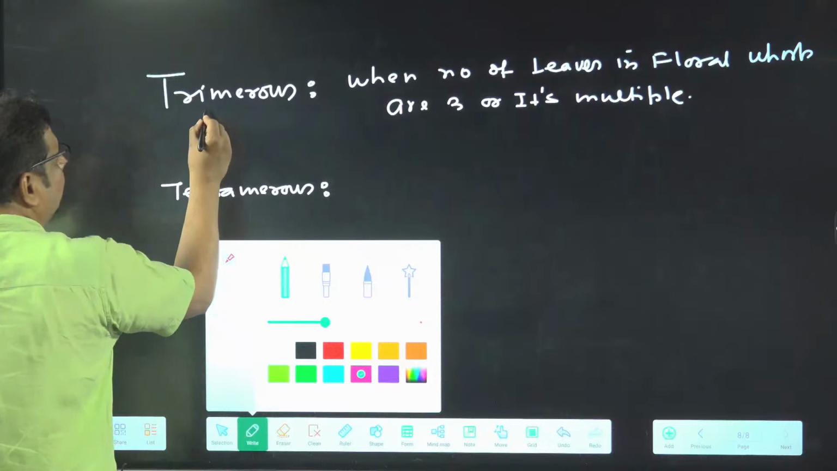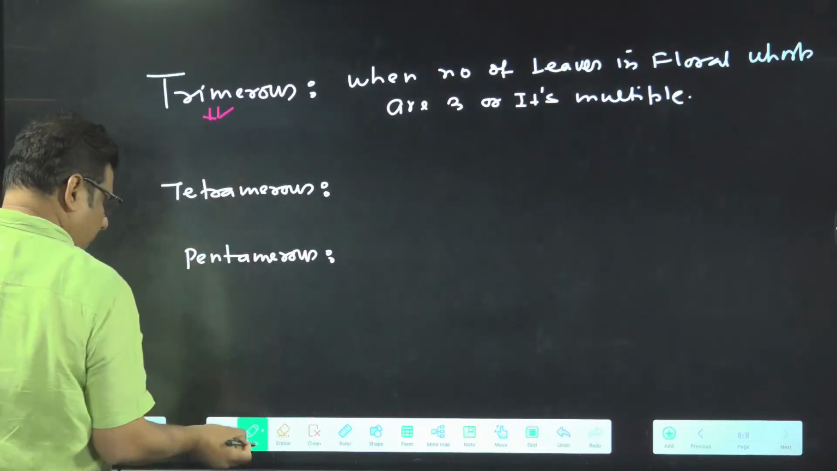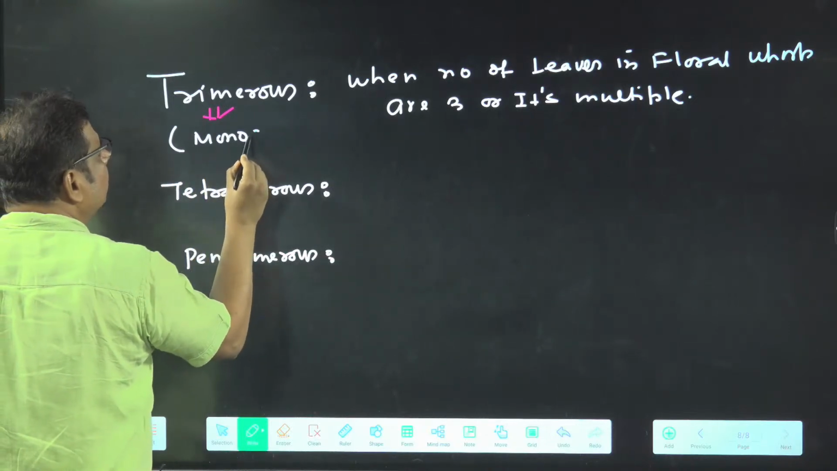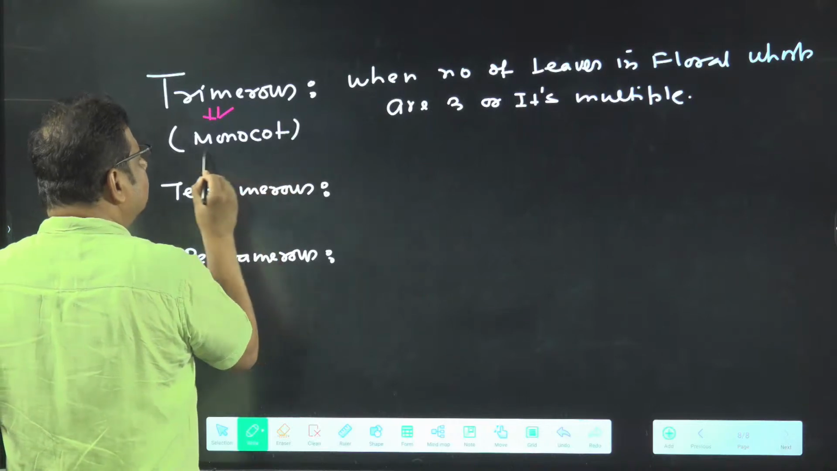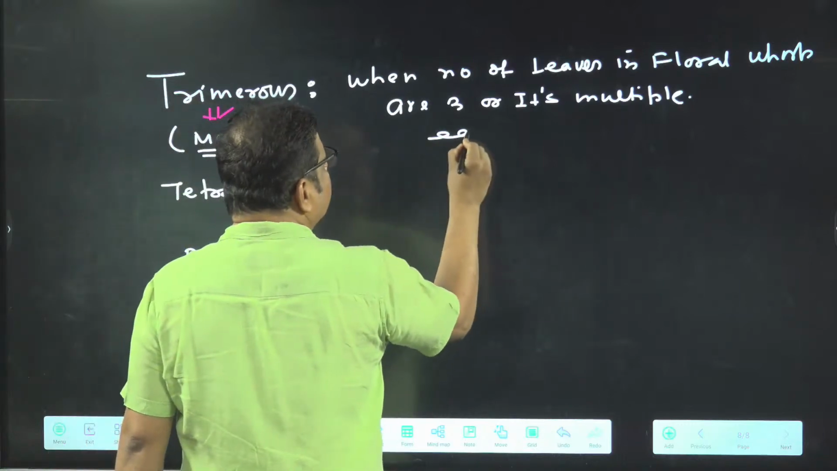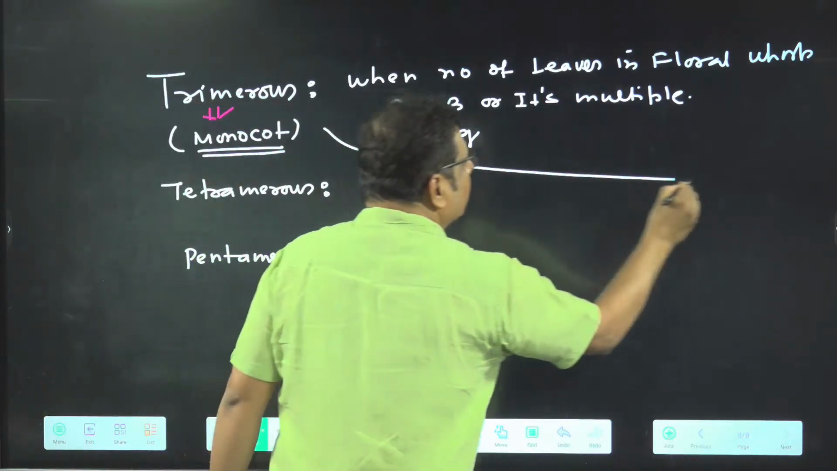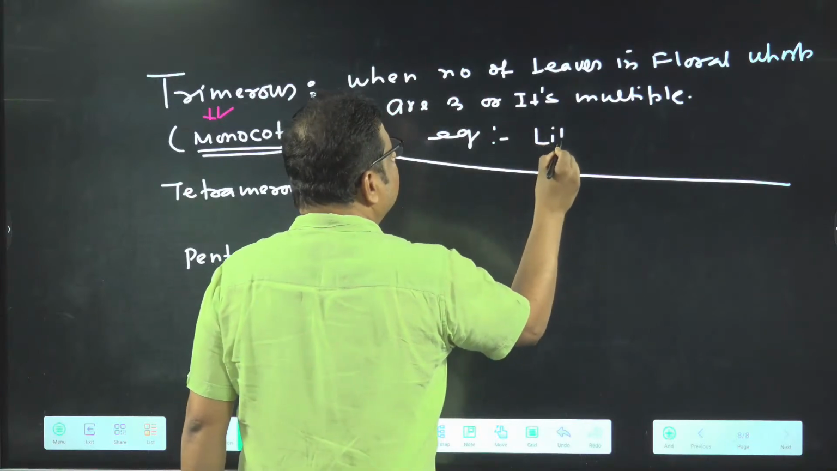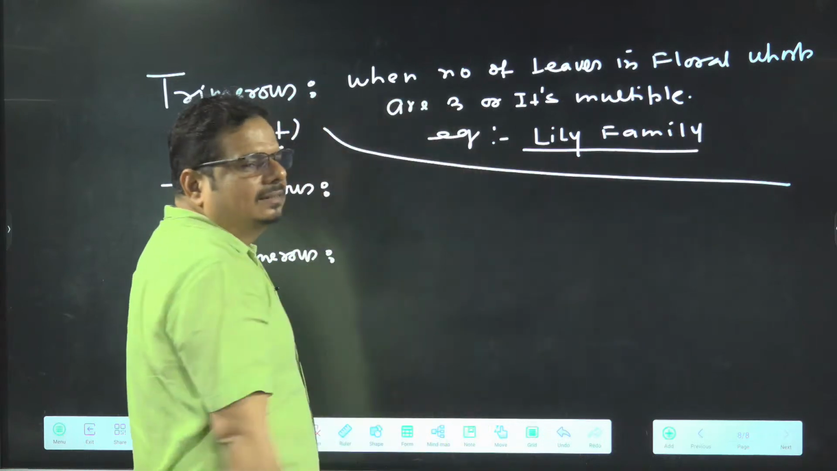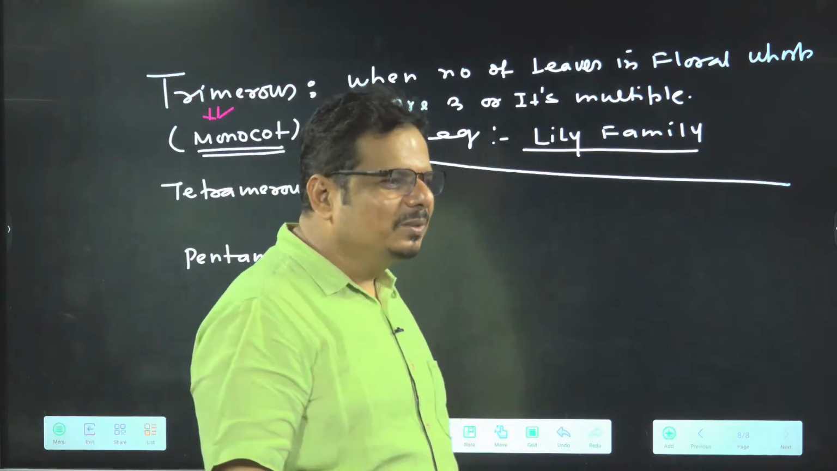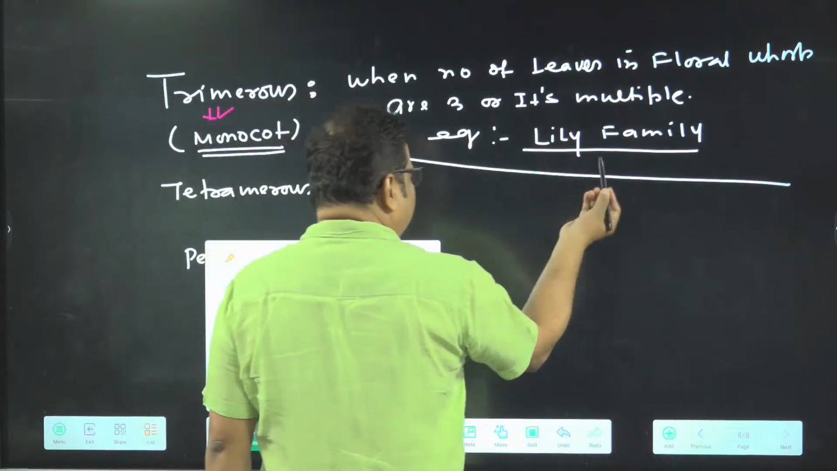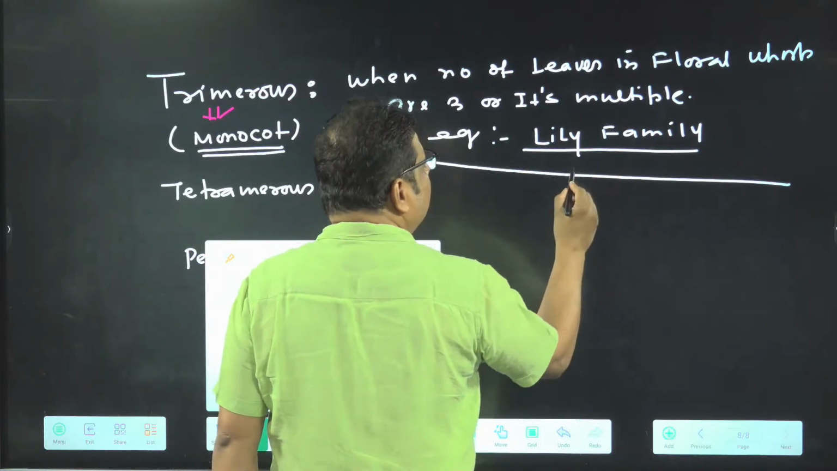Trimerus is the characteristic feature of which one? Monocot. In monocot it is present. Is it clear? Monocot plant. You can say an example of Trimerus is Liliaceae or lily family. And if you recall the floral formula of Liliaceae, you will find Trimerus is there. For your recalling it fast, I am telling. In lily family, what is there?